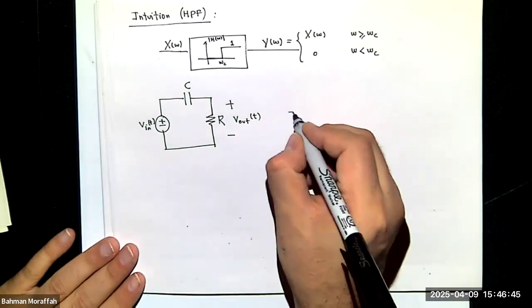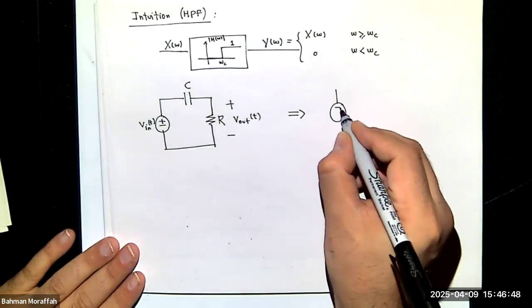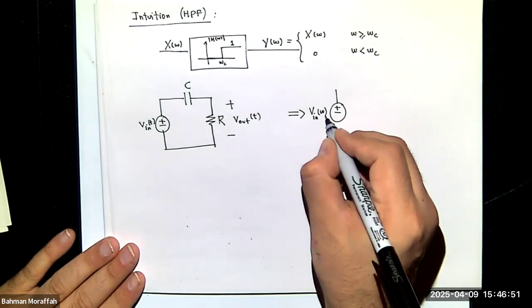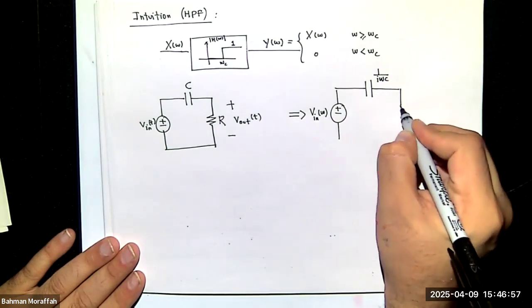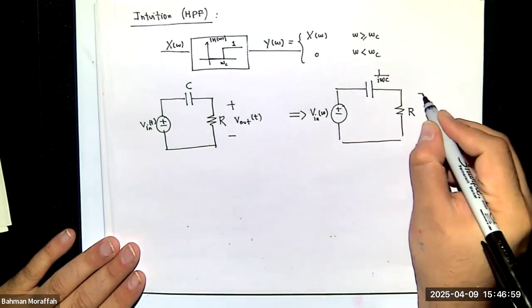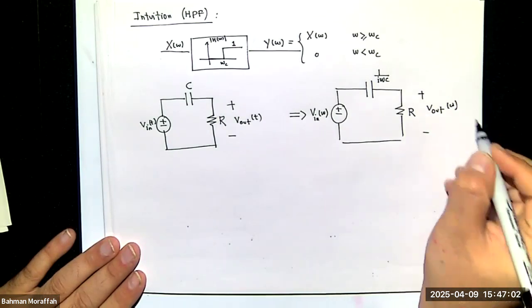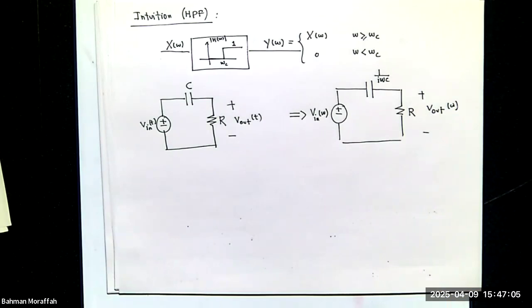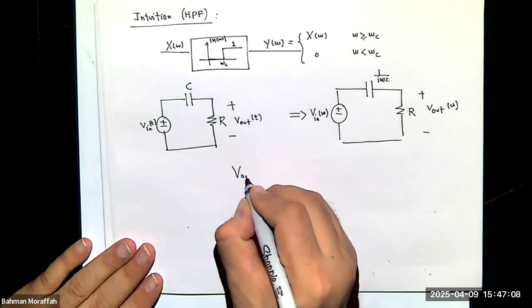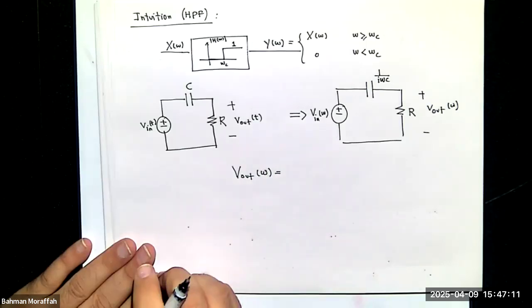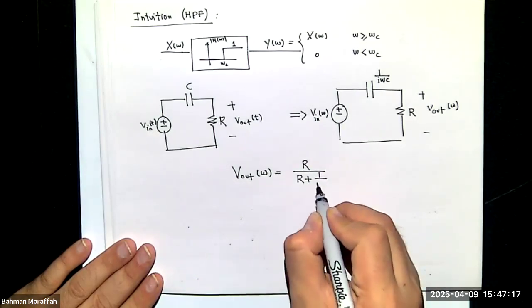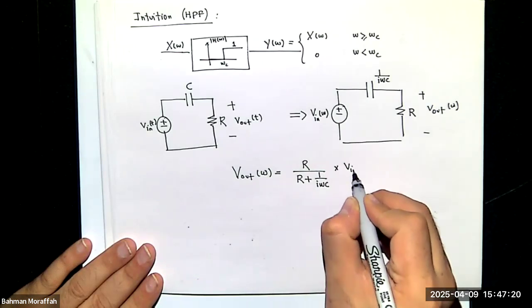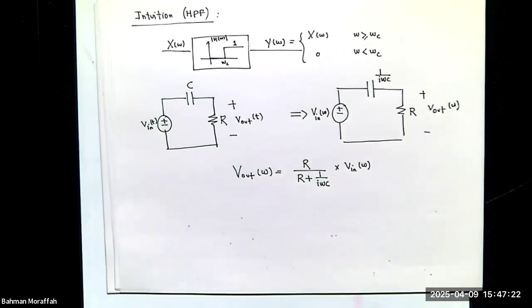Right? We just learned we can compute this in the frequency domain. So I have Vin of omega. I can replace the capacitor by 1 over i omega C. The value of the resistance would not change. I can find the Vout. Right? What is Vout of omega? It is R divided by R plus 1 over i omega C, times Vin.